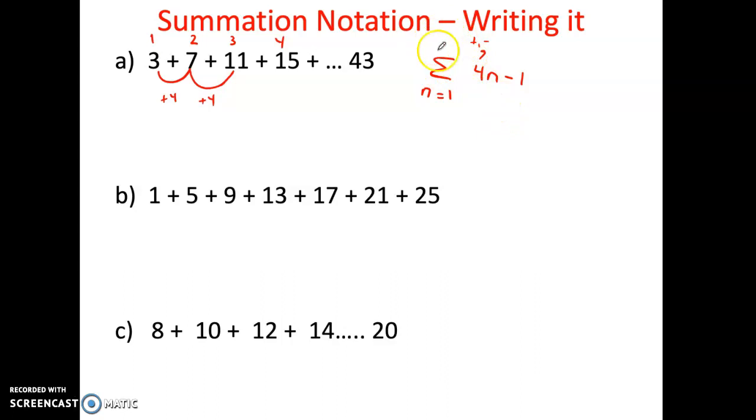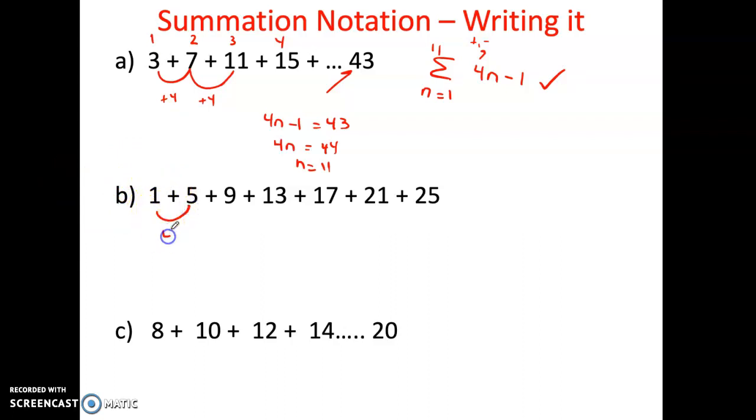Now, how do we get our maximum here? You're going to take this expression and set it equal to 43. So 4n minus 1 equals 43. This gives us our maximum n, or k. 4n equals 44, n equals 11. So our maximum here is 11. Again, see if it works. If you put 11 in there, you get 44 minus 1, which is 43. So it works. You can pause any time and try it out, and then come back.